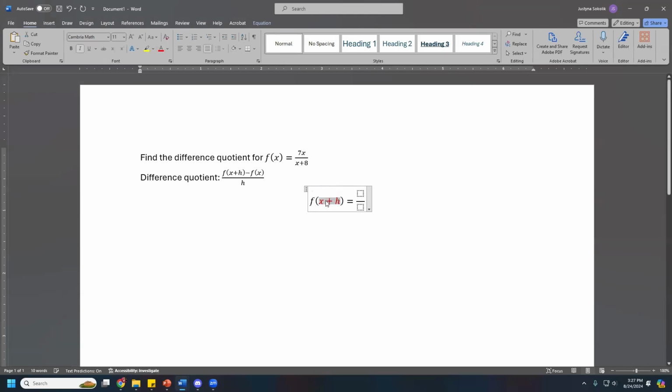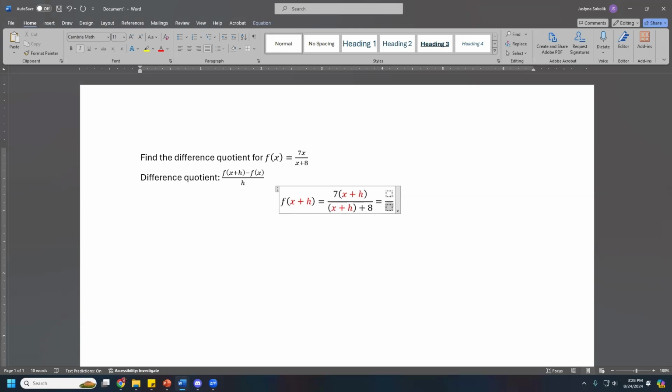And everywhere I used to see an x, so before the numerator was 7x, instead of x, I'm going to write x plus h. On the denominator, it used to be x plus 8. Now it's going to be x plus h plus 8. So the first thing I did was I substituted out my x for x plus h. Now I'm going to simplify this.